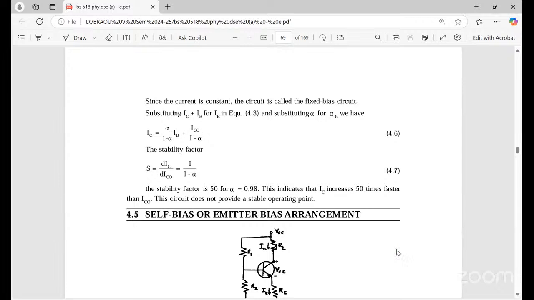The stability factor is 50 for an alpha value of 0.98, which indicates that the collector current may increase 50 times faster than the minority current. So this circuit does not provide a stable operating point. Okay, this is the fixed bias circuit.